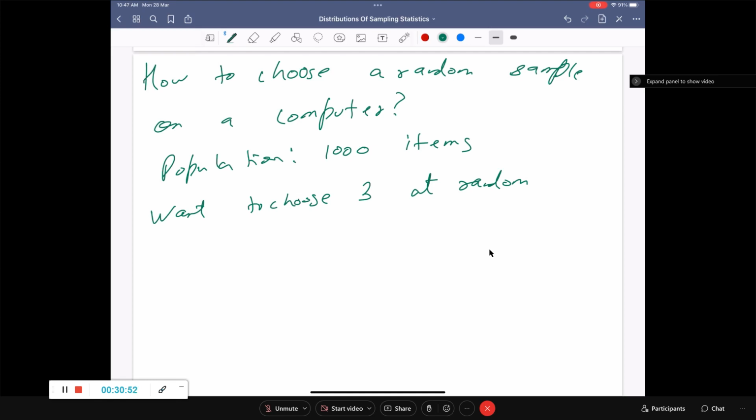Yeah, Vandan? Your population of 1,000, you want to choose 3 at random. What do we mean by choosing 3 at random? When do we call a sample to be a random sample?